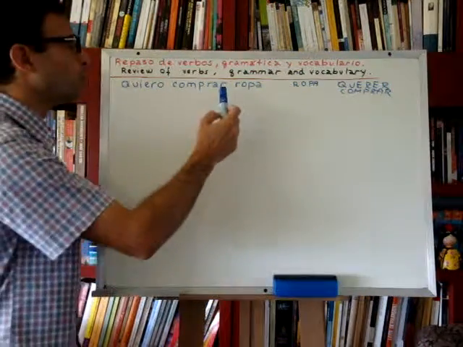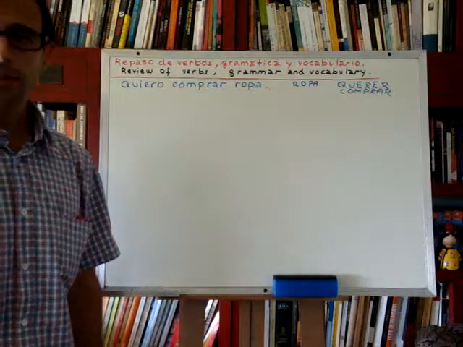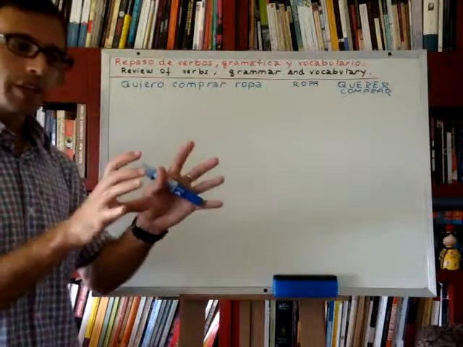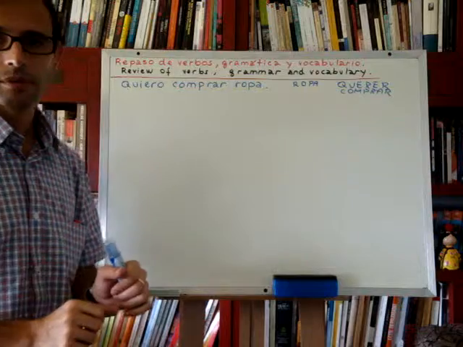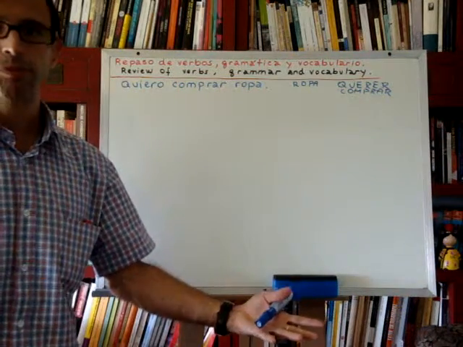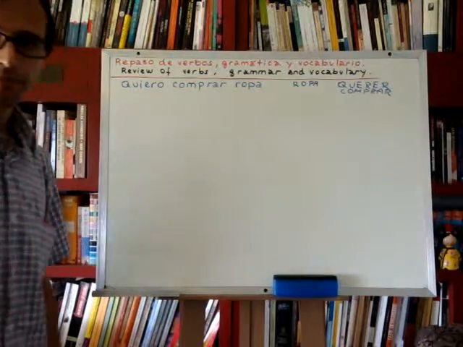So why don't we add an article here, same as in English? Because we are not specifying some specific clothes that we want to buy. We are just saying we want to buy clothes in general, right? An abstract idea of clothes. So we need no article here, okay?